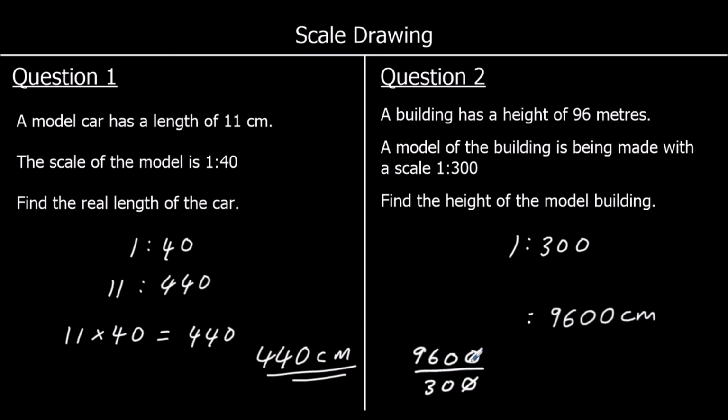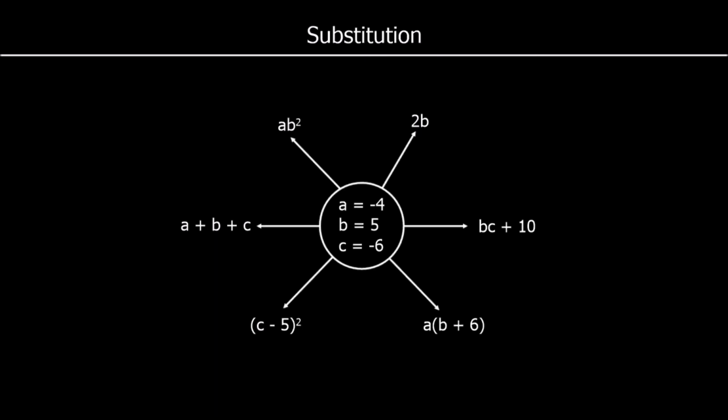So I can divide by 10, divide by 10 again. Then how many 3s go into 96? 3 3s make 9. 2 3s make 6. So it's 32 centimeters. 1 to 300 is the same as 32 to 9,600. And substitution, when we substitute into an expression, we are changing the letter into a number.